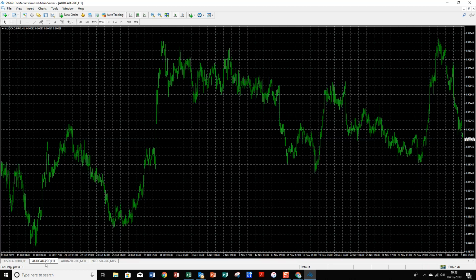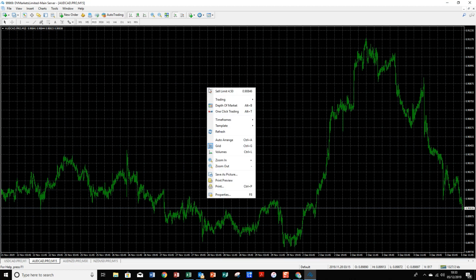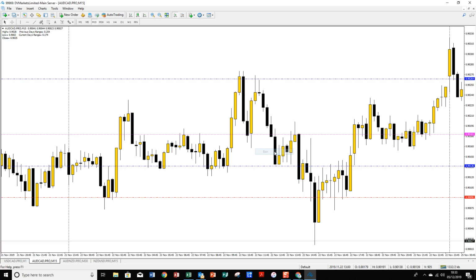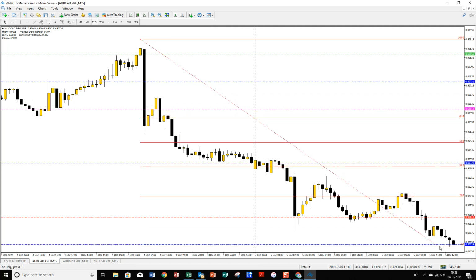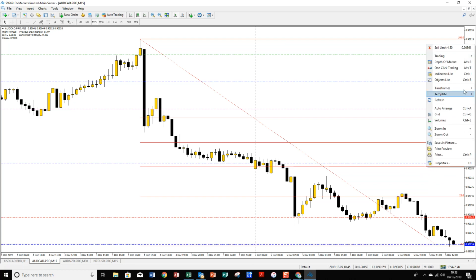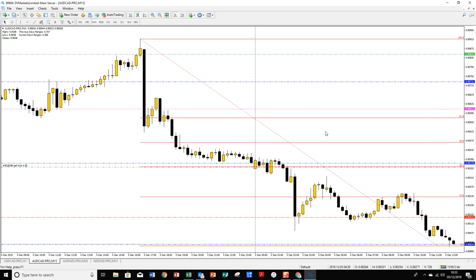Let's move on. So Aussie CAD next. Again, really nice clear trend for the day, as we can see. So drawing a Fibonacci down, looking for nice confluenced areas. 38% retracement straight away looks like a pretty sweet level. So I'm going to place an order there.